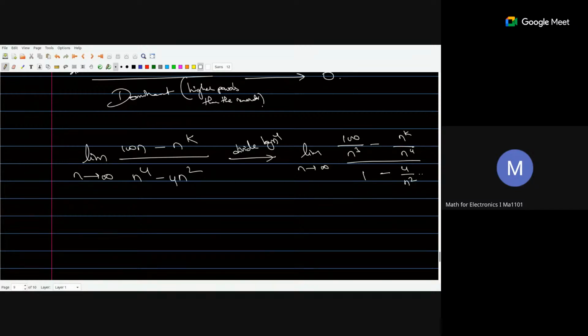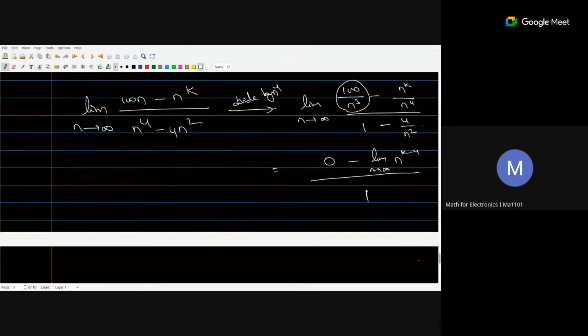Yes, sir. So now you see, what can I observe from here? If I take the limits, this will become 0 minus the limit as n tends to infinity of n power k minus 4. The first part goes to 0, and the denominator is 1 minus 0, which is 1.